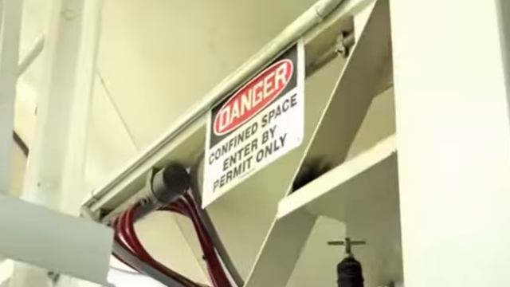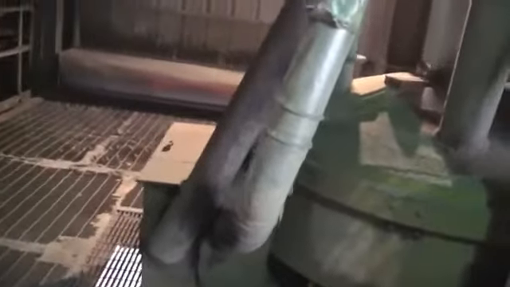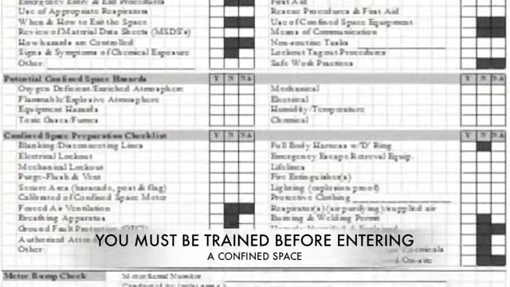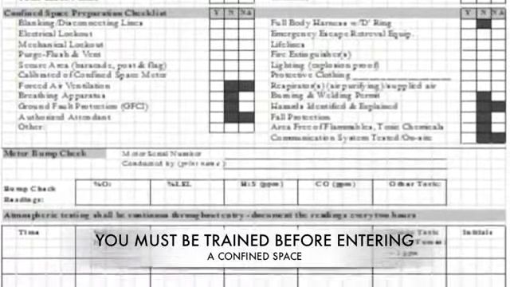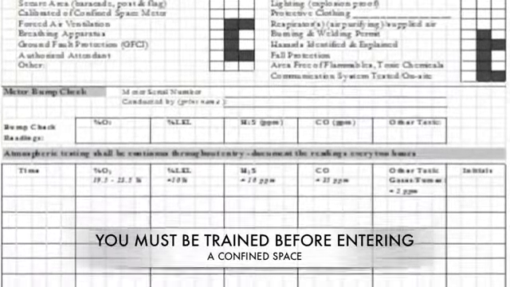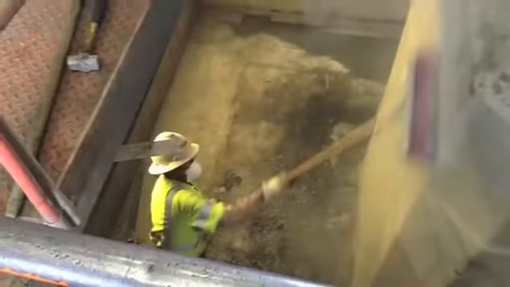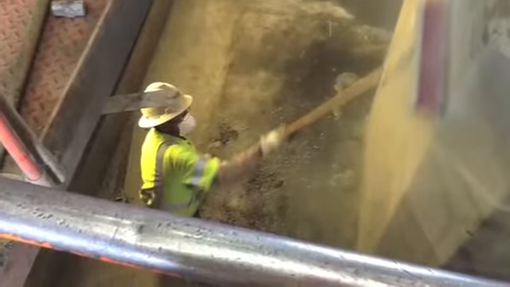The terms permit required confined space or permit space refer to a space that meets OSHA's definition of a confined space and which contains additional health or safety hazards. Before entering such a space, you have to be first trained. Your plant requires a written permit to be filled out before you enter so that you understand and follow your plant's procedures.